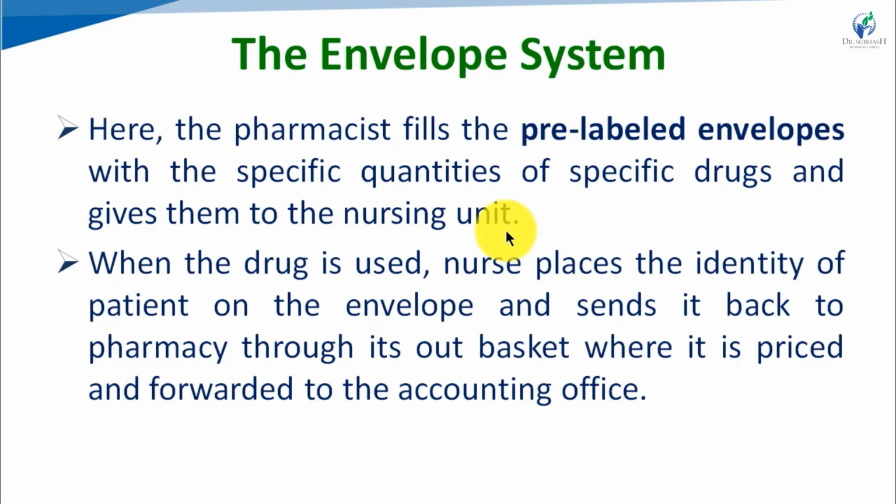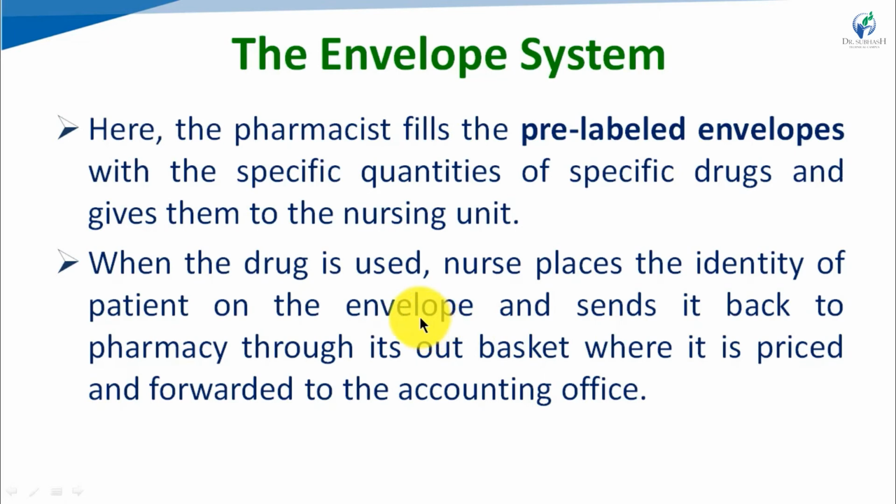When the drug is used or when there is a need of drug, the nurse places the identity of the patient. मतलब जो भी envelope है उसके ऊपर identity will be marked, identity of the patient will be marked, and sent back to the pharmacy through its out basket where it is priced and forwarded to the account office. मतलब एक बार ये envelope use हो गया है, now ये patient को drug दे दी गई है, तो इसके बाद nursing staff है, they will mention about the identity of the patient on an envelope.